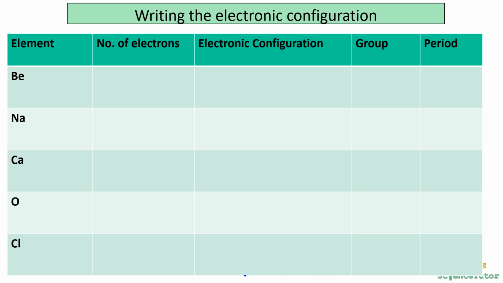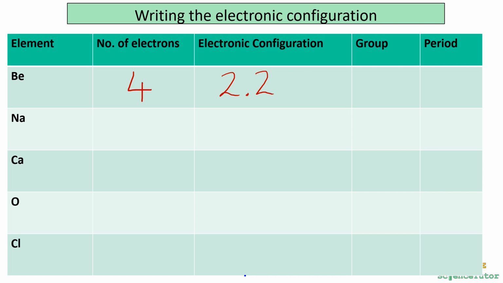So we looked at beryllium before. Beryllium has an atomic number of 4, which means it has 4 electrons. 2 of those electrons will go in the first shell, followed by 2 in the second shell. So that's its electronic configuration, 2.2.